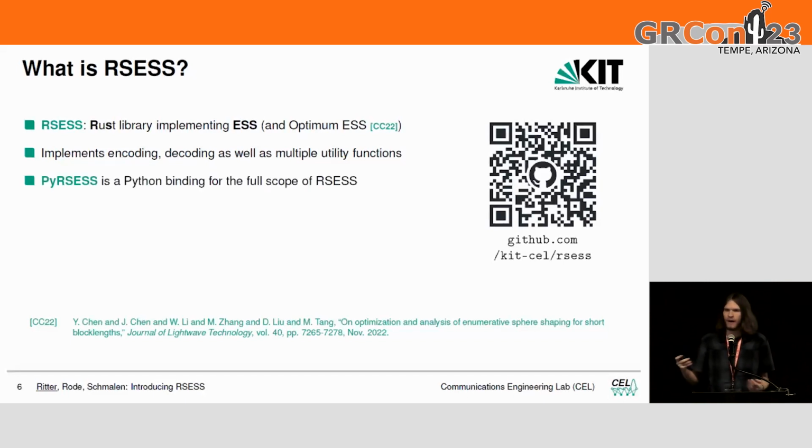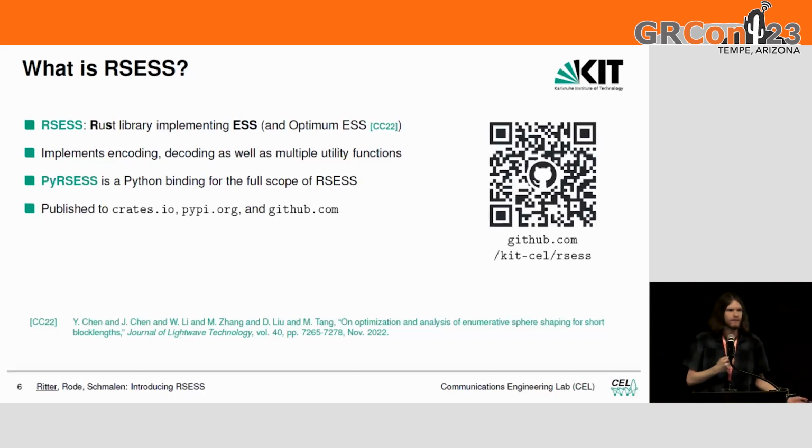We also publish Python bindings called PyRSESS, so you could use these from a Python script or from GNU Radio Python blocks, or something like that. We published everything to crates.io, that's the Rust package place, PyPI, and GitHub with some examples.